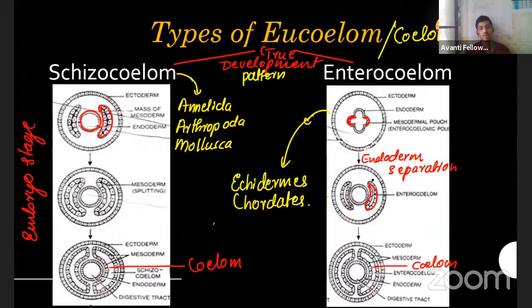So do you guys understand the types of coelom? If you have any doubt, just post it in the chat box, otherwise click on yes so we can move on. Any doubt about coelom, acoelom, pseudocoelom, schizocoelom, enterocoelom? You can ask now. I'm giving you 1 minute, you can type it.